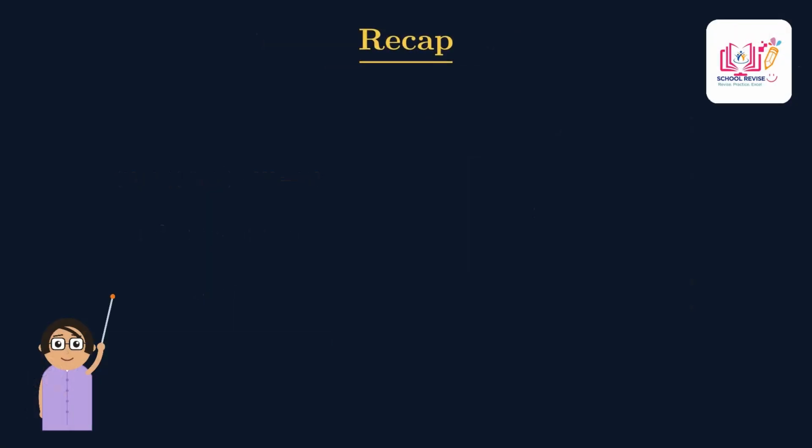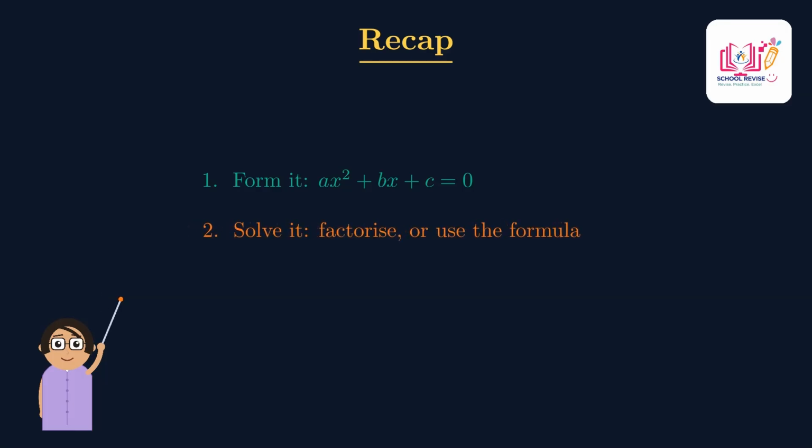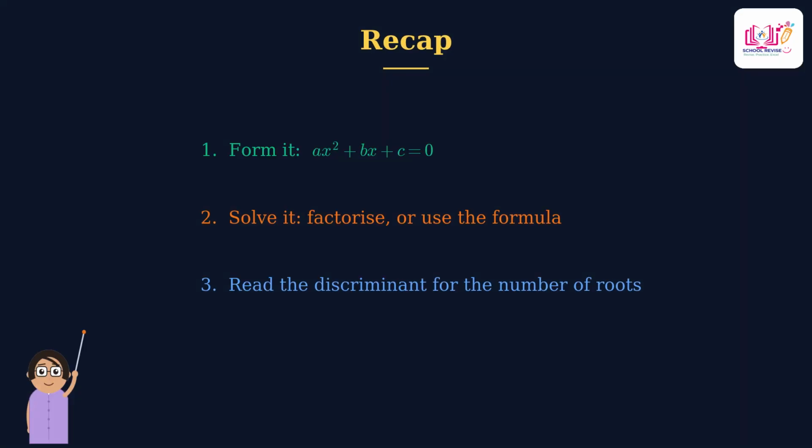So here's the whole chapter in 3 moves. 1. Turn the situation into ax squared plus bx plus c equals 0. 2. Solve it by factorizing when it's friendly, or with the formula when it's not. 3. Let the discriminant tell you in advance how many real answers to expect. Gardens, journeys, borders, all the same maths underneath.